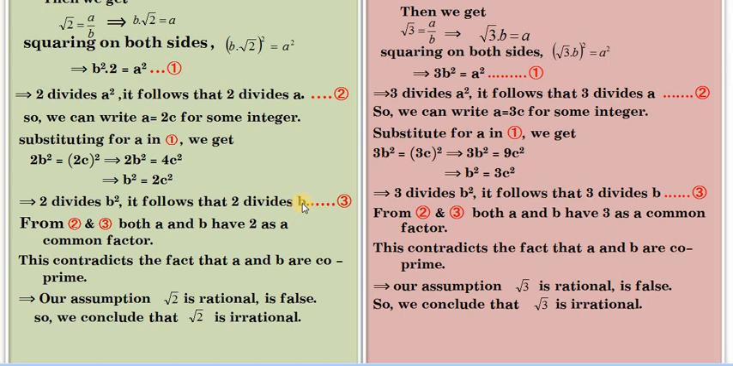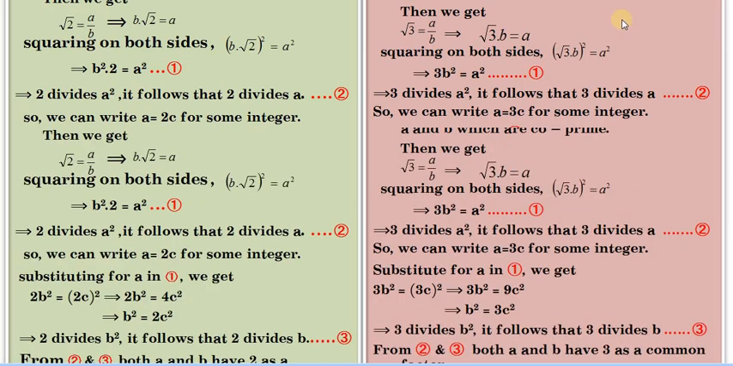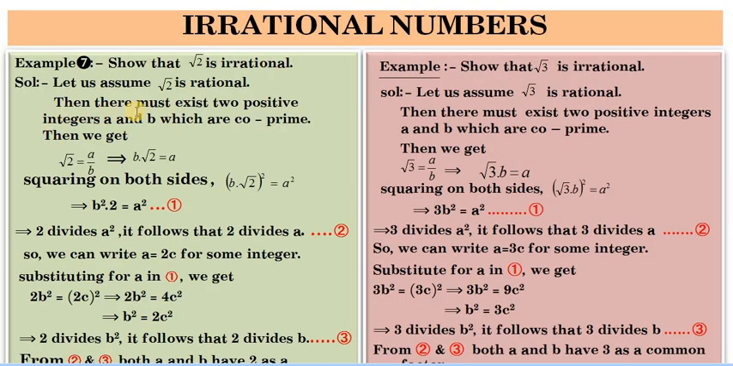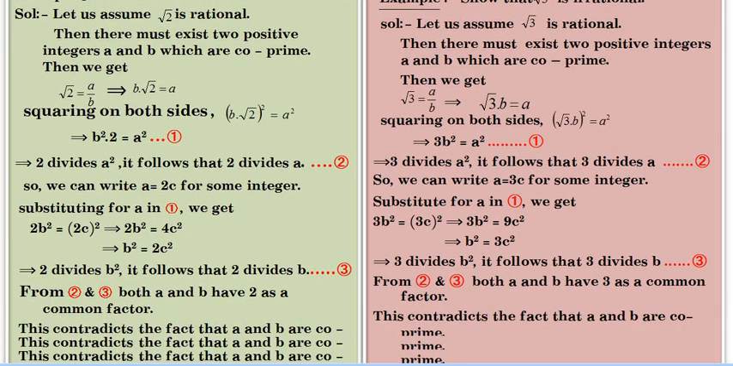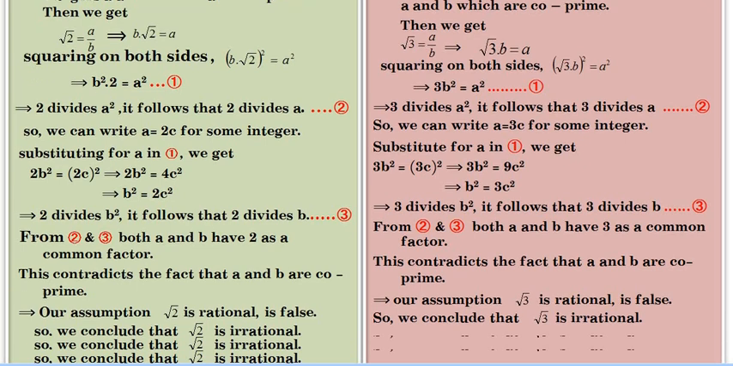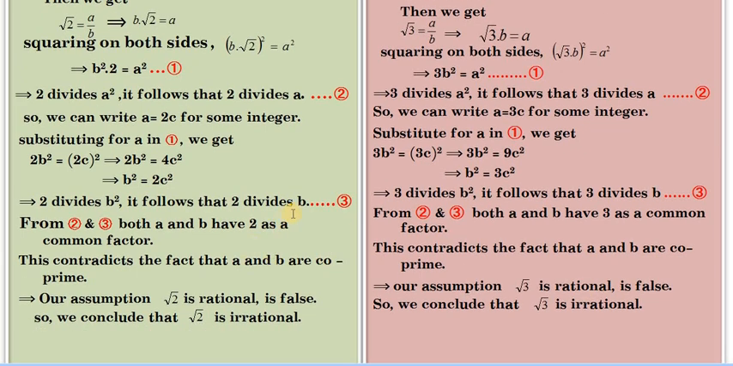Isn't it? That means this is a contradiction. For what is it a contradiction? Because we have taken a, b as co-primes in the initial step here. Two positive integers a and b which are co-prime. Co-prime means they do not have any common factor. But here we are getting the statement as a and b having common factor 2, which is a contradiction.